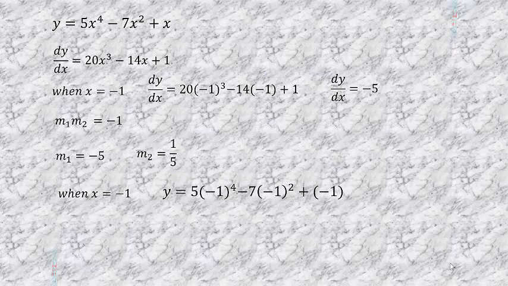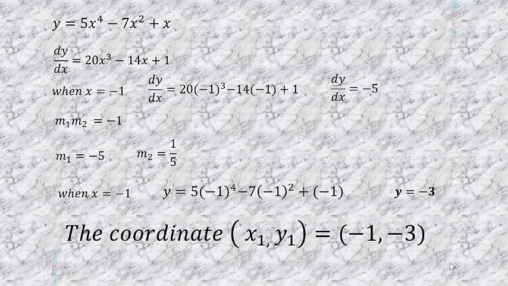So when x1 is minus 1, I told you that x is like x1. So to get y1, we substitute that minus 1 inside the original equation. So when you substitute inside, y is equal to minus 3. So therefore, our x1 and y1 are minus 1 and minus 3.